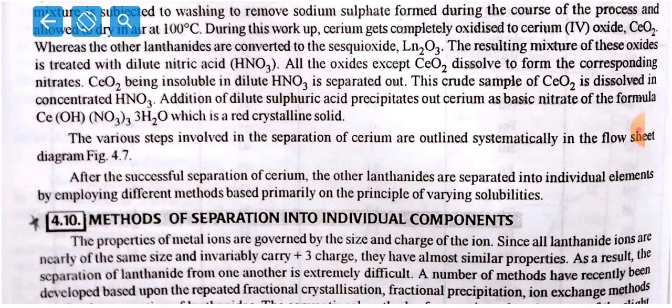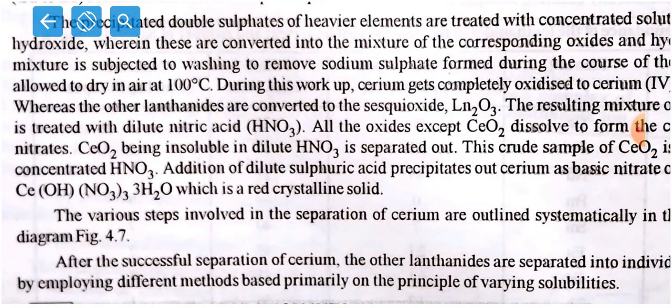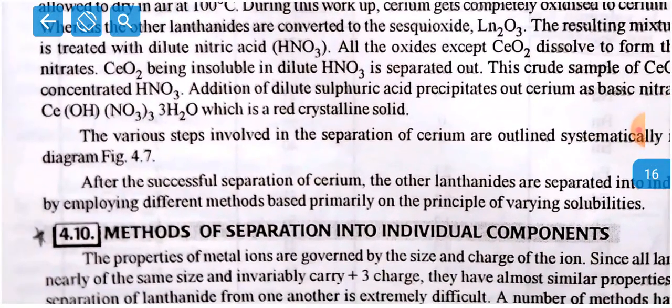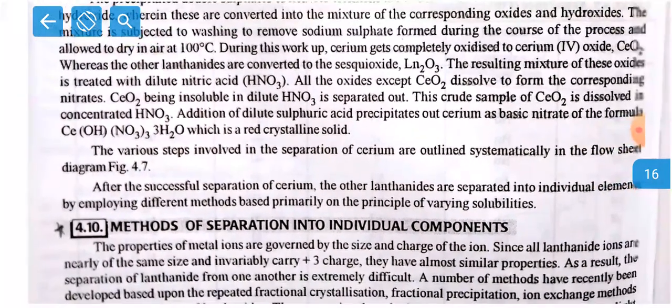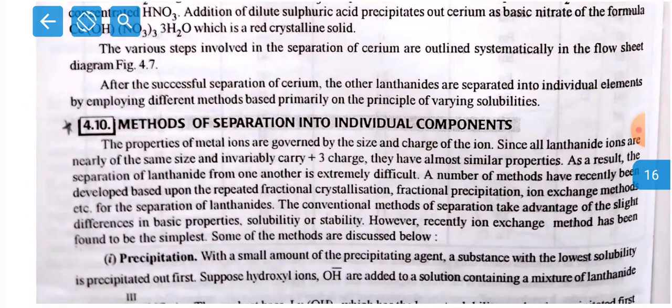Addition of dilute sulfuric acid precipitates out cerium as basic nitrate of the formula CeOH(NO3)3·3H2O, which is a red crystalline solid. The various steps involved in the separation of cerium are outlined systematically in the flow sheet diagram in Figure 4.7. After the successful separation of cerium, the other lanthanoids are separated into individual elements by employing different methods based primarily on the principle of varying solubility.